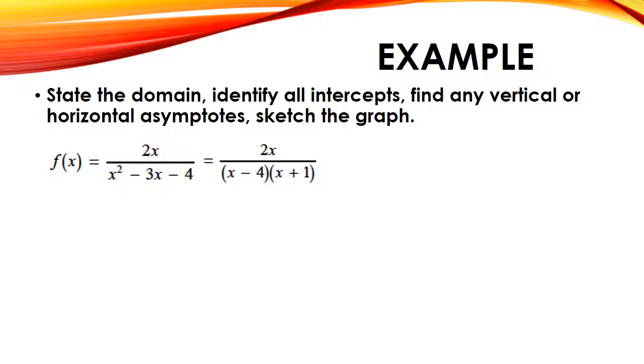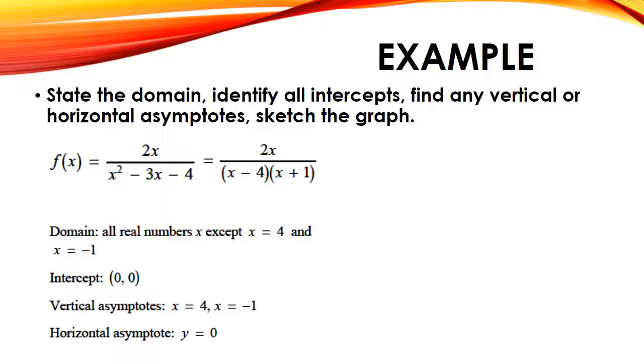Okay, the first thing I did was I factored the denominator, because that makes it a whole lot easier to figure out my domain and where my vertical asymptotes are. And I can also check to make sure that I actually have vertical asymptotes and not a hole instead. My domain is going to be all real numbers except 4 and -1 for x.